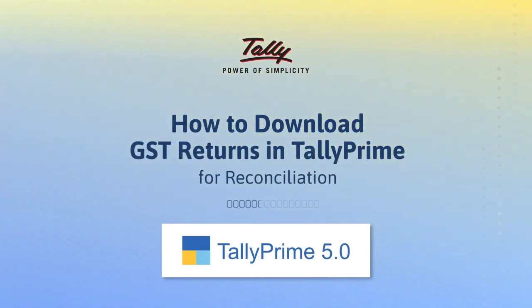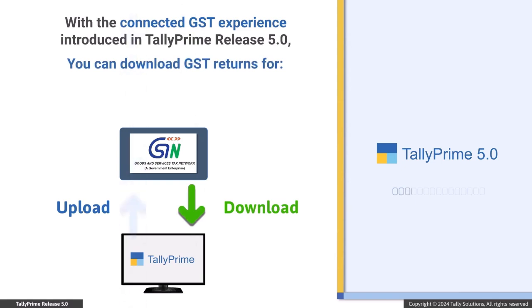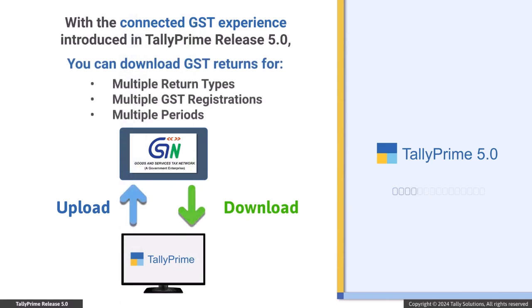In this video, you will understand the process of downloading GST returns in TallyPrime for reconciliation. TallyPrime Release 5.0 brings in a state-of-the-art facility that enables you to download GST returns. You can do so for multiple GST registrations and return types for multiple return periods in one go. Based on the GST returns you need for one or more GST registrations, you can configure the download.